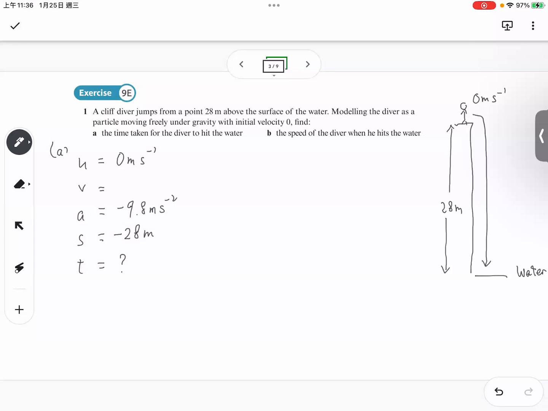Now, we do not have V this time, and no need for it in part A. So what we can do is find T with U, A, S. The formula we use this time is S is equal to UT plus half AT squared. We will substitute them one by one. First of all, I substitute U as 0 times T. Obviously, this gives negative 28 is equal to half times negative 9.8 T squared. So after that, let's do the calculations.